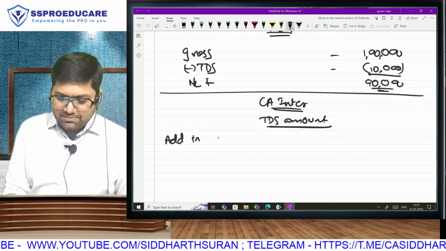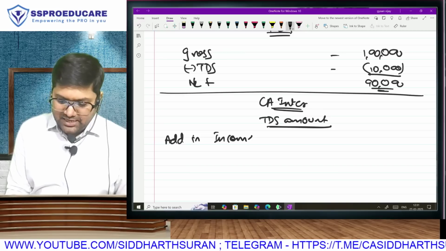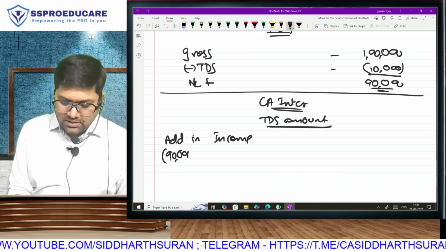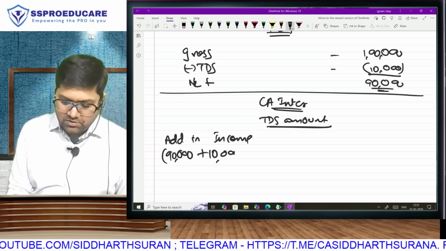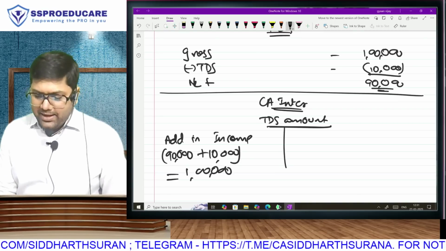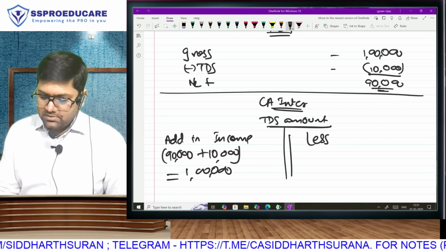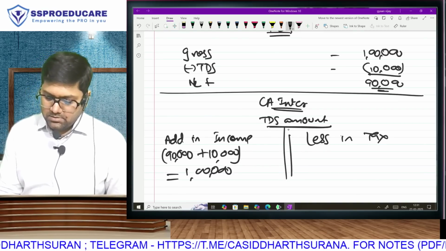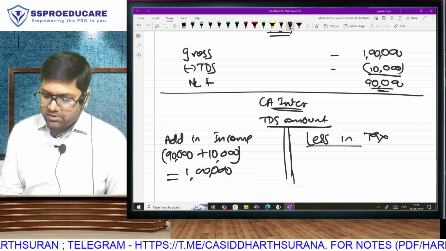You add in income. Basically my income was 90,000, but in that I will add the TDS amount and make my income 1 lakh. And at the same time, the TDS amount, you less in tax.